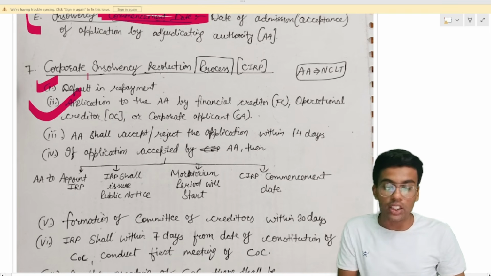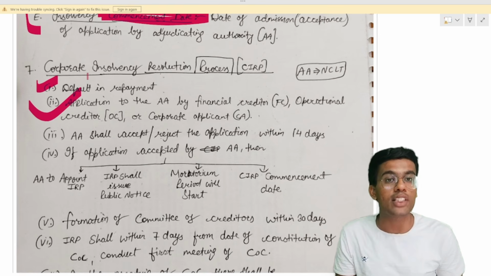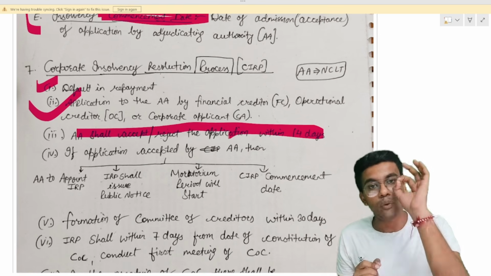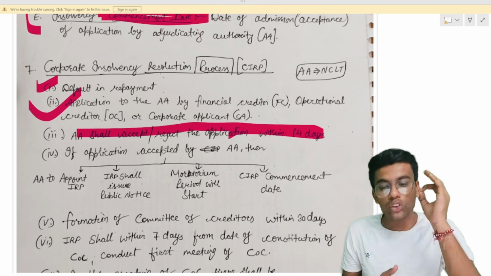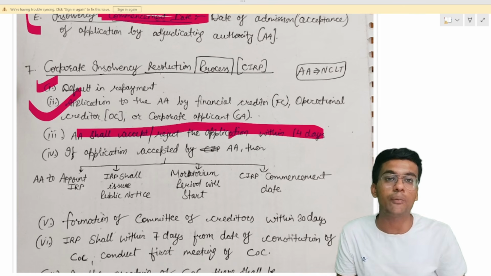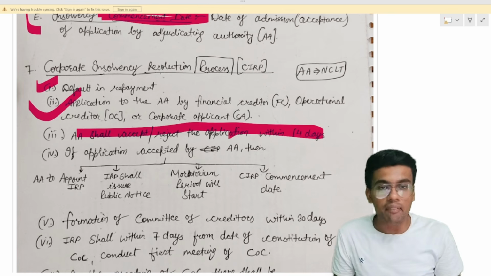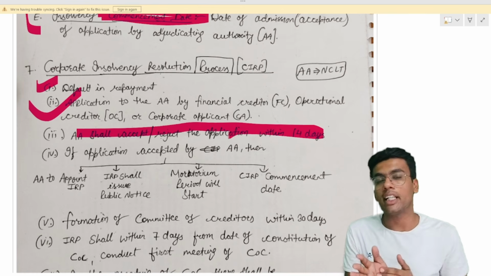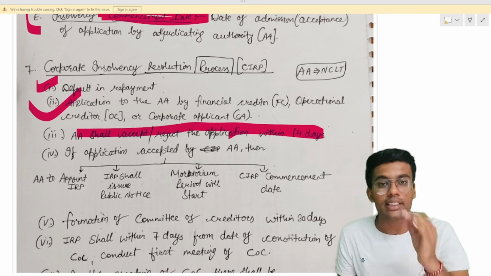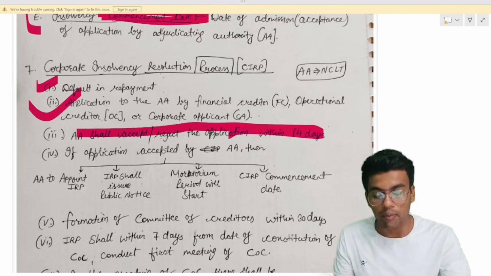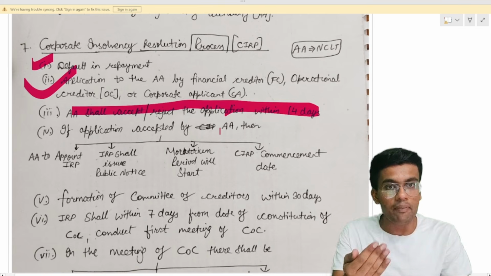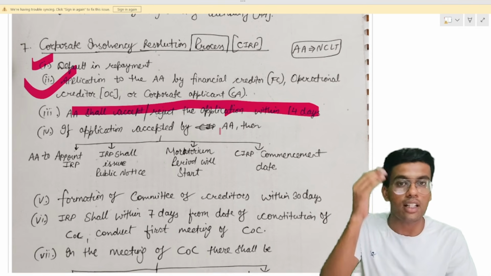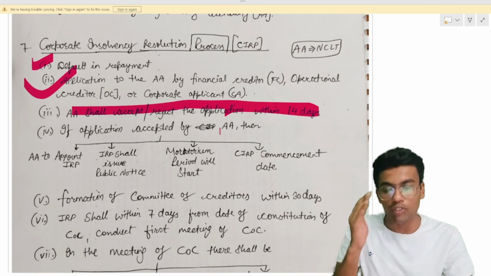Now, the adjudicating authority shall accept or reject the application within 14 days. Again, a very important timeline. I have spoken to 5-6 of my friends. Most of them said that a question has been asked from this timeline. What is the time limit for acceptance or rejection of the application from the corporate applicant by the adjudicating authority? The adjudicating authority shall within 14 days accept or reject the application. Once you have made the application, the adjudicating authority will respond to it. Either it may accept or it may reject within 14 days.